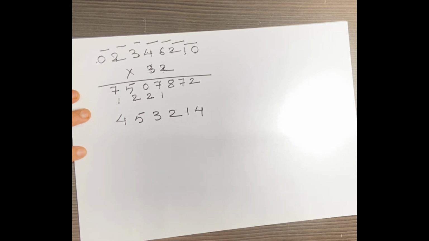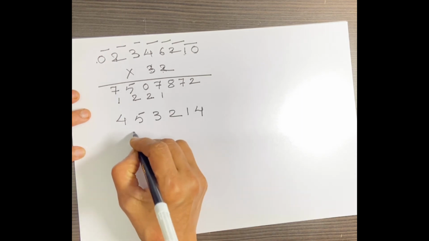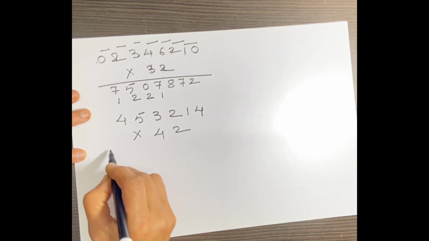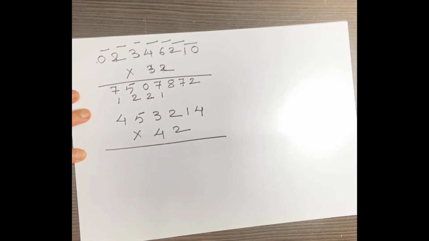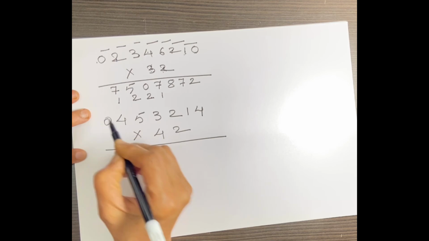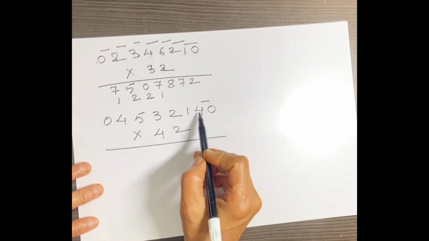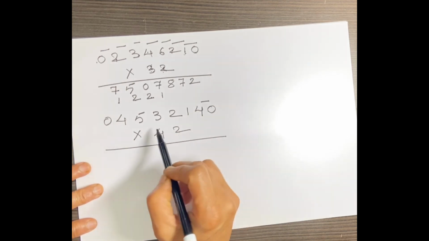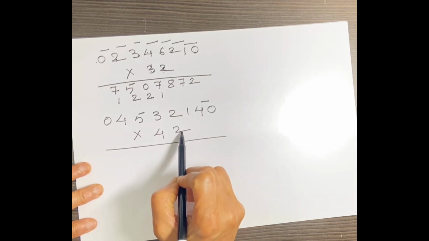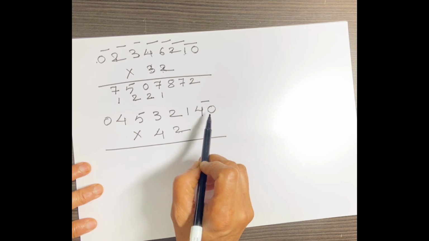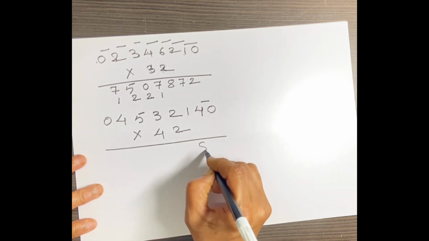4,53,214 into 42. First step, prefix and suffix the number by 0 and take pairs, decide your pairs and do cross multiplication. 4 twos are 8 plus 4 zeros are 0. 8 plus 0 is 8.